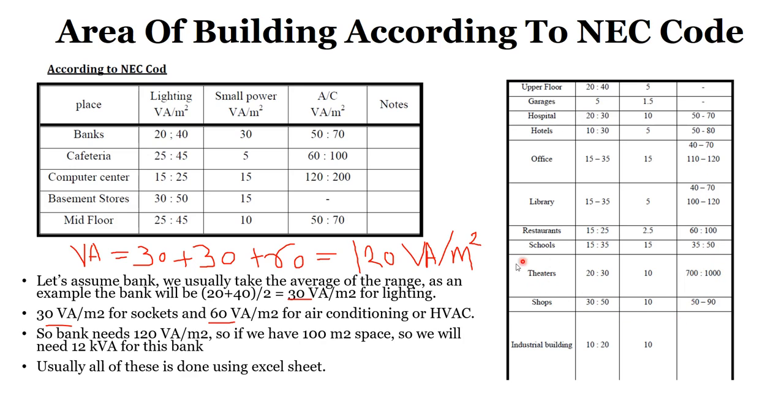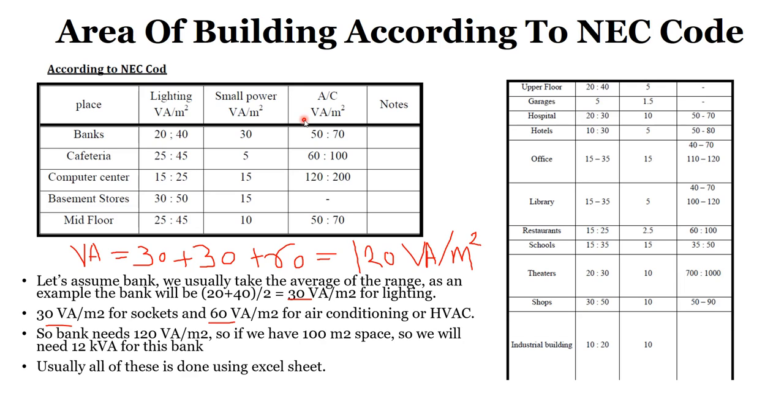Now, as you can see in the theaters, you will find 700 to 1000, very large, because the roof itself is very high. Since the ceiling itself is really large, we need very large cooling for the room. Now in the industrial buildings like factories, we don't have any air conditioning. So this is how to understand the code itself. We take the values from the code, then multiply them by the area.